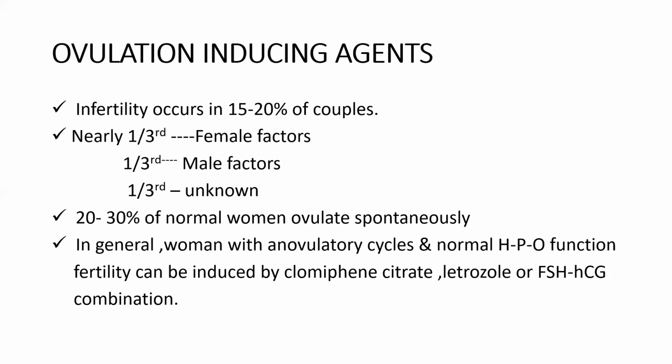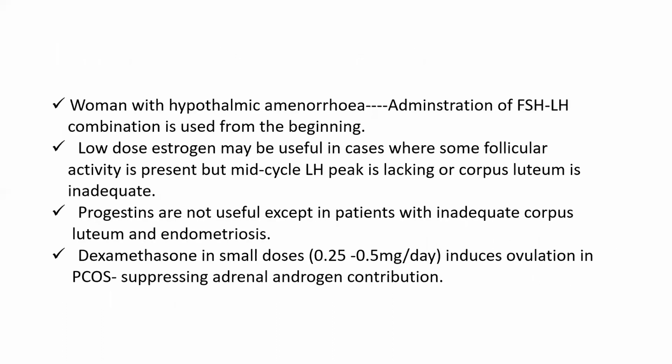In these anovulatory cycles with normal hypothalamo-pituitary ovarian function, fertility can be induced by clomiphene citrate, letrozole, or follicular stimulating hormone or human chorionic gonadotropin combination. Previously, they have used letrozole, but letrozole is not a safe drug for induction of ovulation. Only clomiphene citrate and follicular stimulating hormone and human chorionic gonadotropin combinations are used for infertility in anovulatory cycles with a normal hypothalamo-pituitary ovarian axis and in women with hypothalamic amenorrhea.